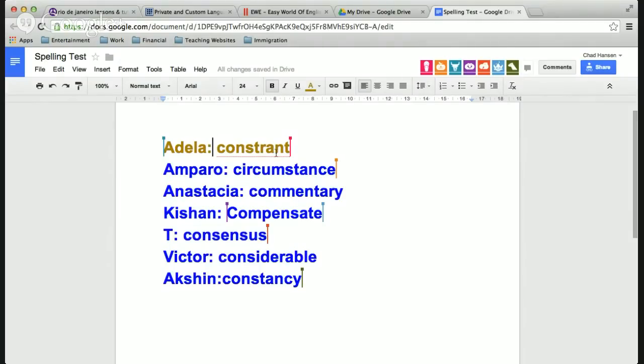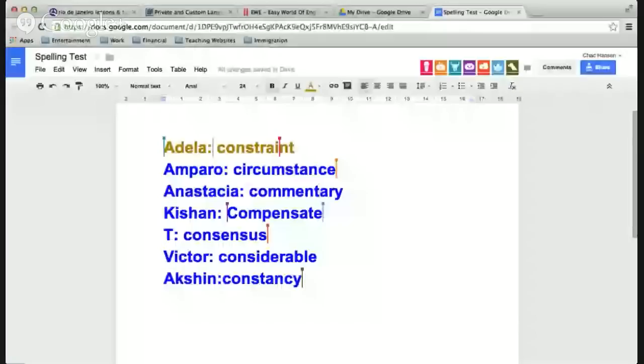What else can we do to make this A a long A sound? Constraint. An E at the end of the word would do it, but also an I. Yes, very good. Constraint. Okay, nice job, Adela.